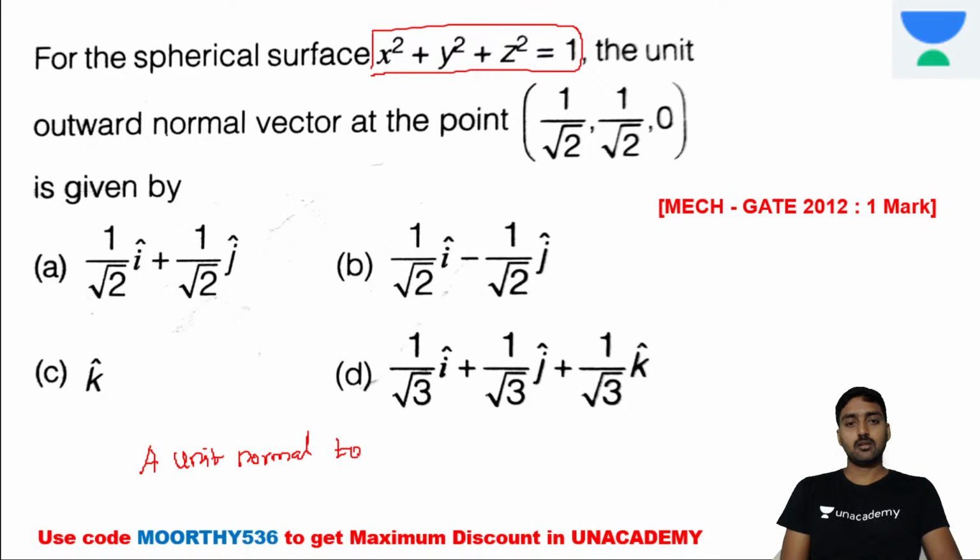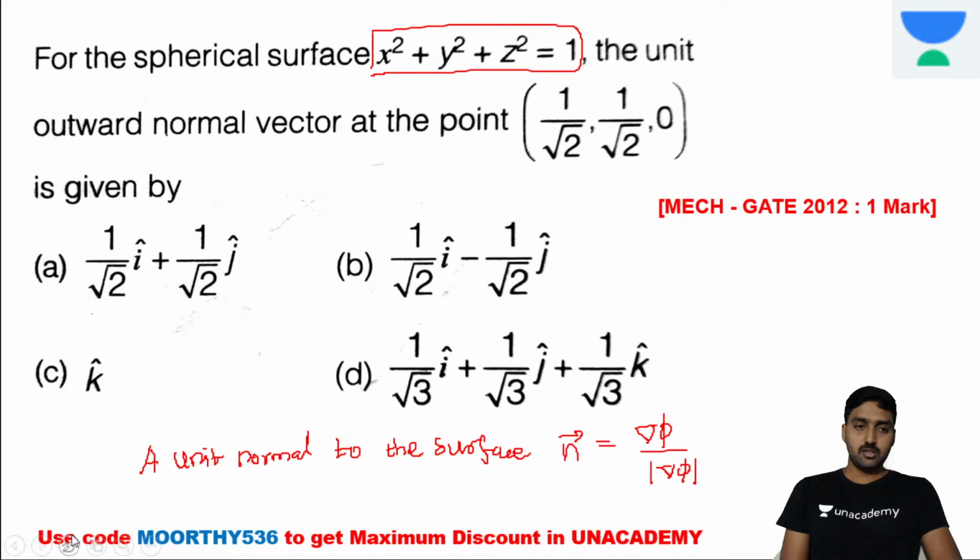Unit normal to the surface. It is given as n vector is equal to del phi divided by its modulus of del phi. So we require the value of del phi. In order to identify the value of del phi, first identify the del phi from the function they are giving, then substitute the point 1 divided by root 2, 1 divided by root 2, and 0.